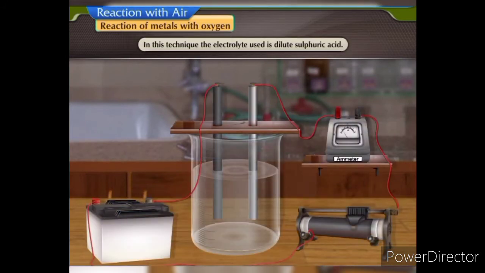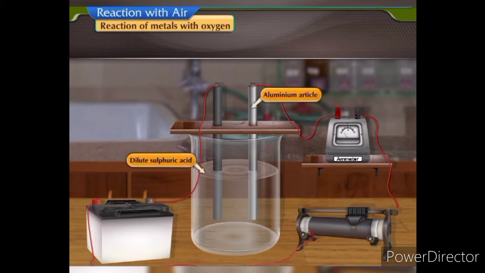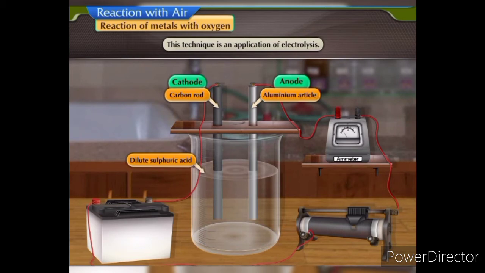In this technique, the electrolyte used is dilute sulfuric acid. The aluminium article is used as an anode and a carbon rod is used as the cathode. This technique is an application of electrolysis.